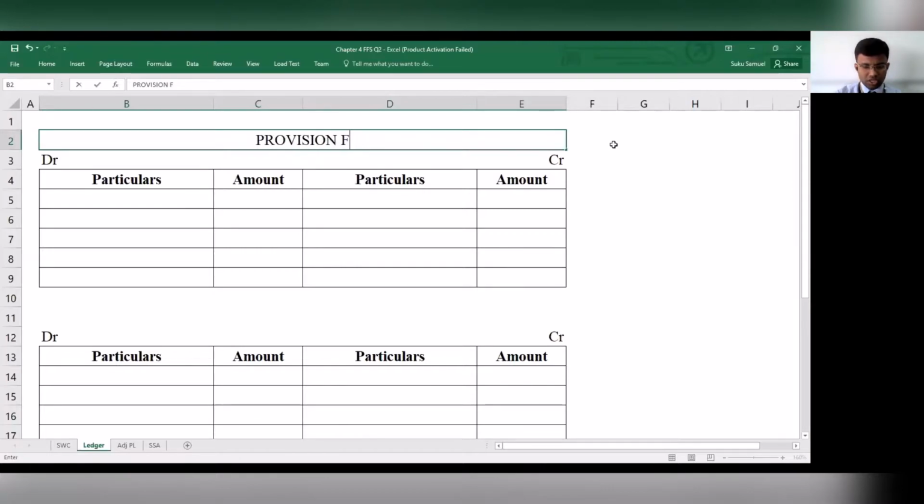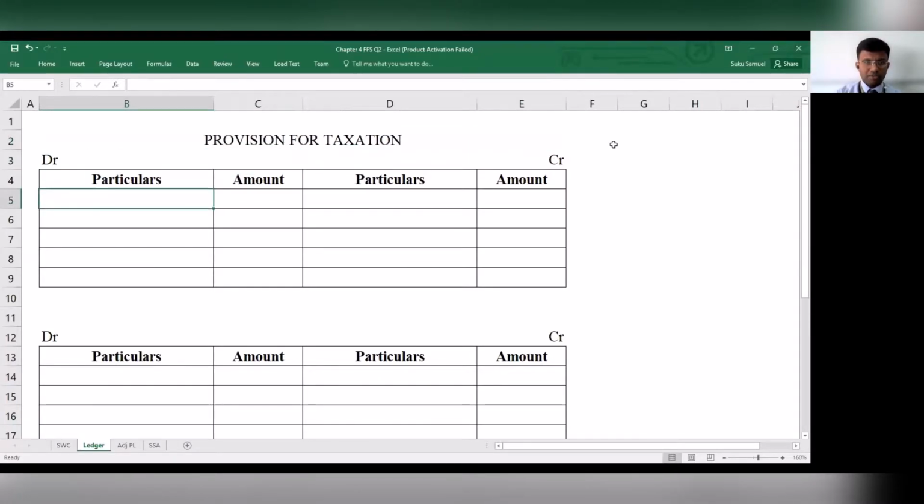And the first ledger account that I'm going to be preparing is provision for taxation. Now remember, provision for taxation, this is a liability, and since it's a liability, the opening balance will be featuring on the credit side.